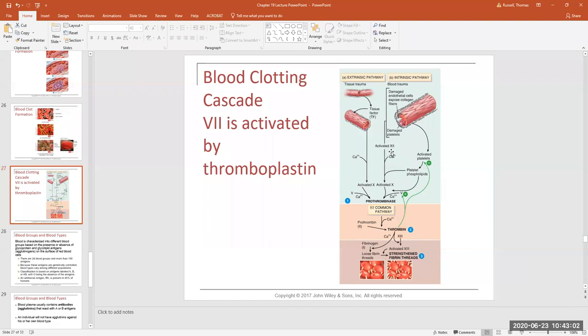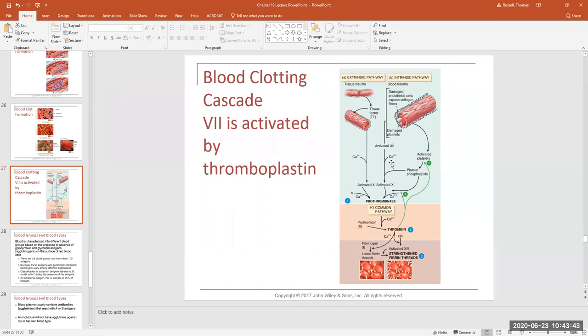Now, when factor 12 is bound by calcium, factor 12, like factor 7, activates 10 and 5. So there's basically two ways to activate 10 and 5. Activated 12 can activate 10 and 5 to produce prothrombinase, and activated factor number 7 can activate 10 and 5 to produce prothrombinase. Now, the reason why the intrinsic pathway is so important is because it's really the intrinsic pathway that produces the majority of the prothrombinase for us because of a positive feedback loop.